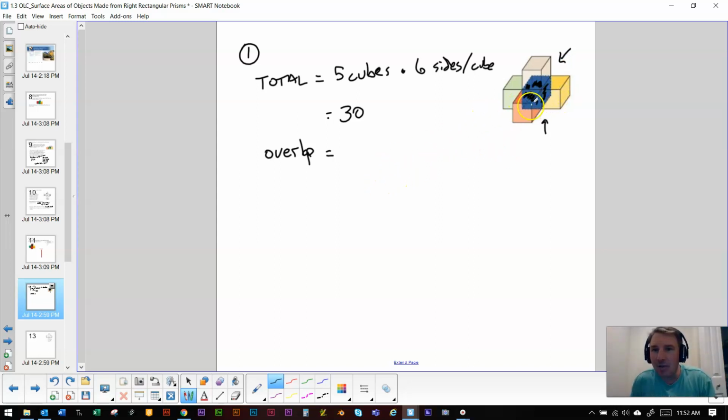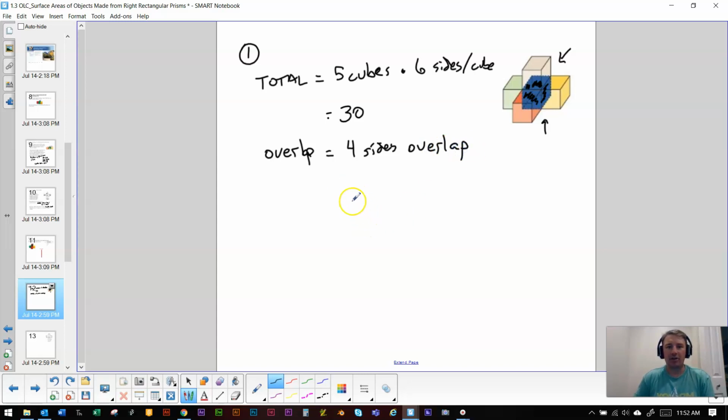So how many overlaps did I say there was? I already forgot. Okay, there is the front, 1, side, 2. The top of the blue cube is 3, and this side is 4. So there's 4 of the 6 sides that overlap.